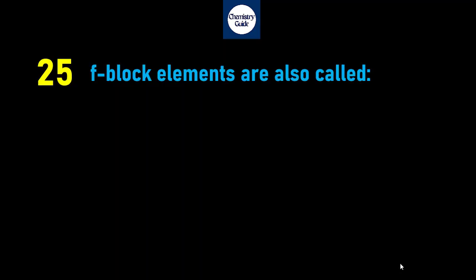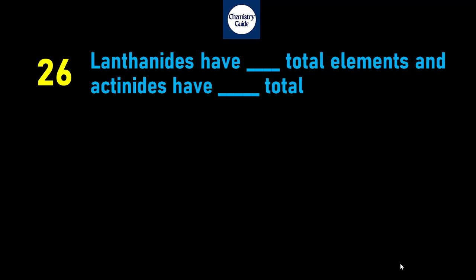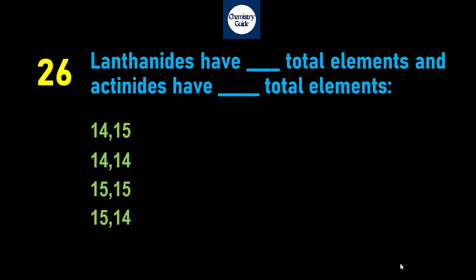F block elements are also called gun metals, coinage metals, outer transition metals, inner transition metals. F block elements are called inner transition metals. MCQ number 26. Lanthanides have dash total elements and actinides have dash total elements. 14, 15, 14, 14, 15, 15, 15, 14. They both have 15 elements, and in total there are 30 F block elements.